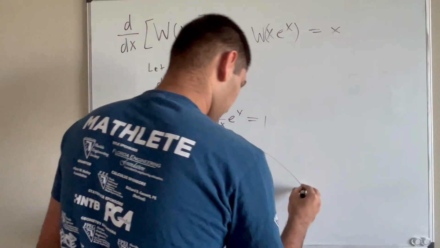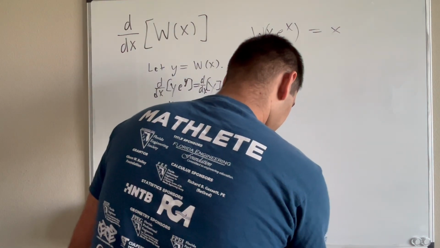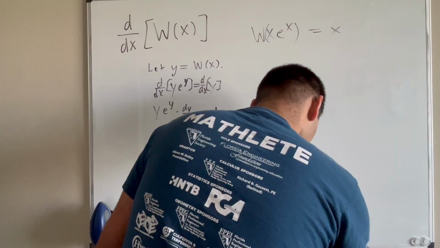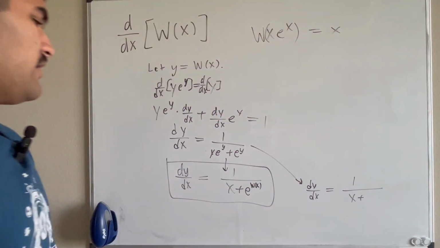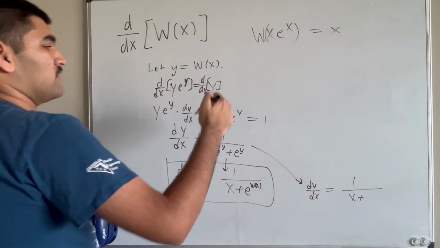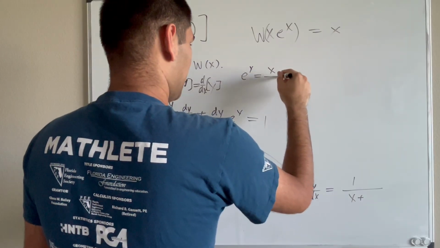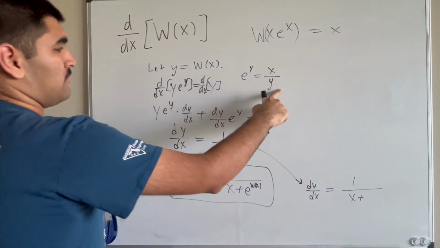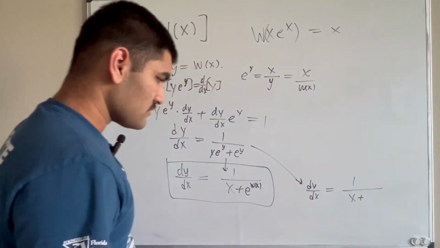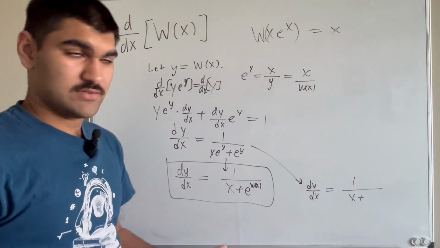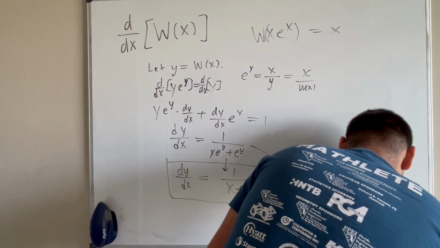But from here you could also go in a different path. So this is one way, and a different way is to simply, you still have the 1 over x plus e to the y. Now we're looking at this one. If we solve this for e to the y, we have e to the y is equal to x over y, and y is equal to W of x, so this is just equal to x over W of x. So we could also substitute that in for e to the y. So we have 1 over x plus x over W of x.